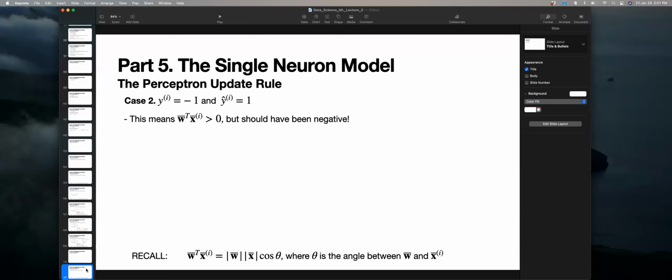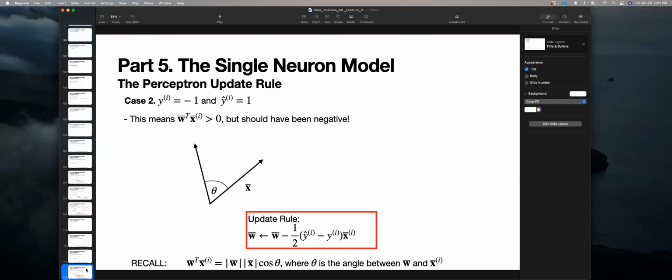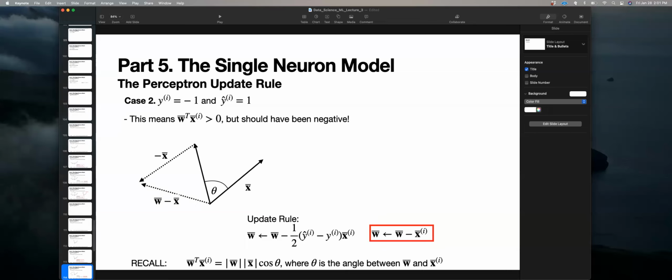So, okay, we know that their dot product is greater than 0. The angle between them is less than 90. Okay. There's the same exact update rule. So what happens now? Well, let's see. Y hat is 1, and then y is -1. So 1 minus a minus. So inside the parentheses, we'll have a 2. 2 times -1/2 is -1. So this update rule in this case is w becomes w minus x.